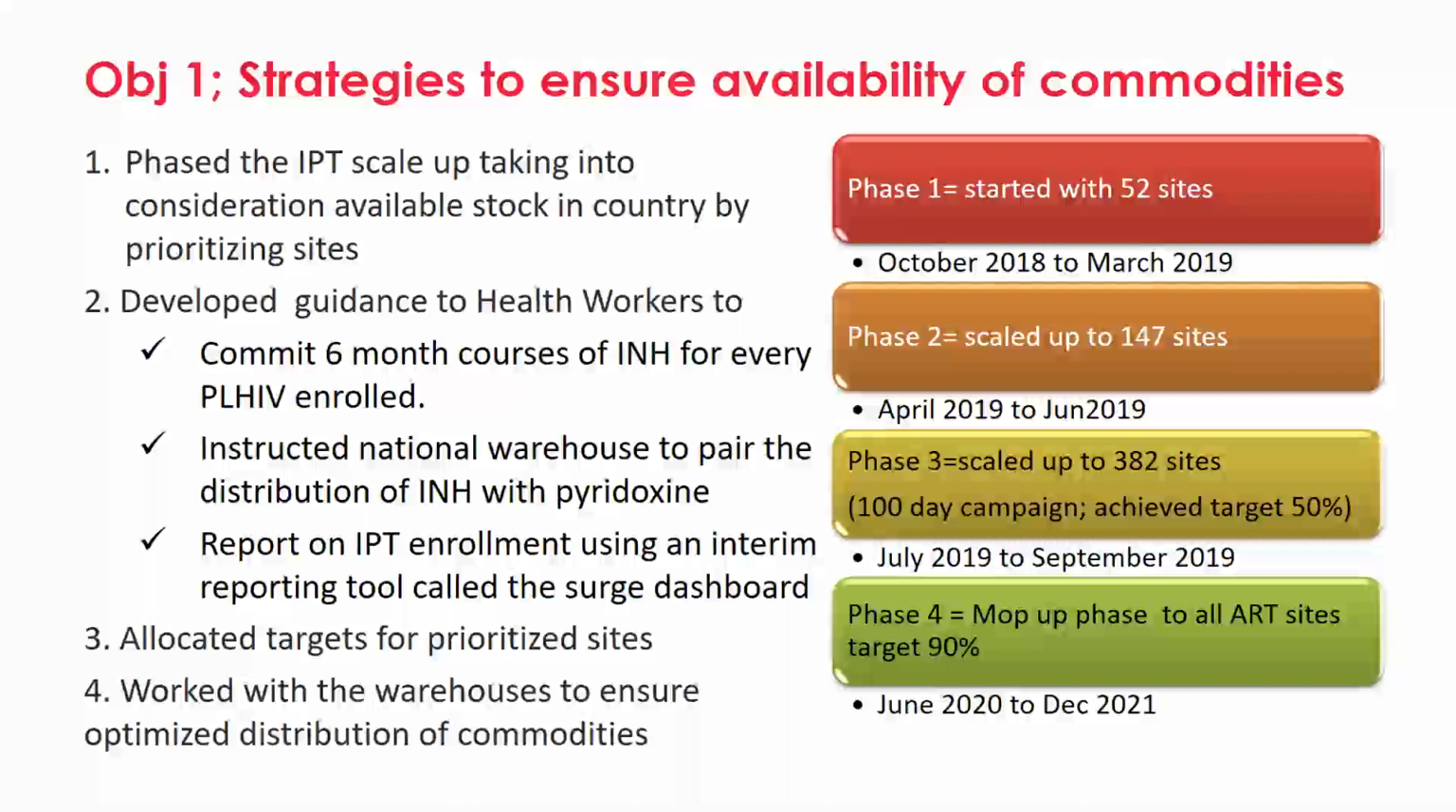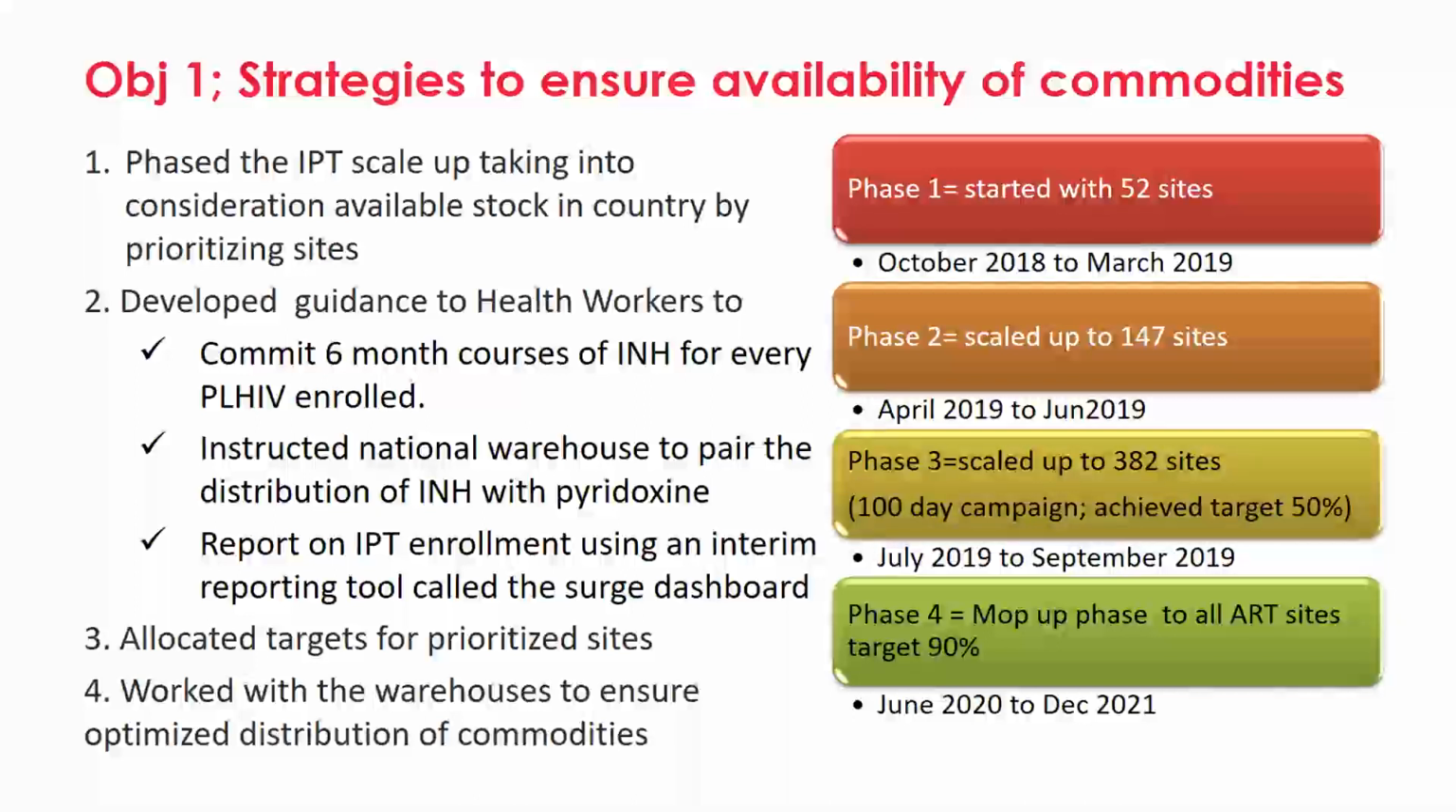Second phase, we scaled up to 147 sites, and that was from April to June 2019. And third phase comprised of what we had in the campaign, a 100-day campaign, which was meant to help us achieve our 50% coverage. And this was scaled up to 382 sites, implemented from July to September 2019. And our phase 4 is what we thought would be our mop-up phase to all ART sites to reach a target of about 90% coverage.